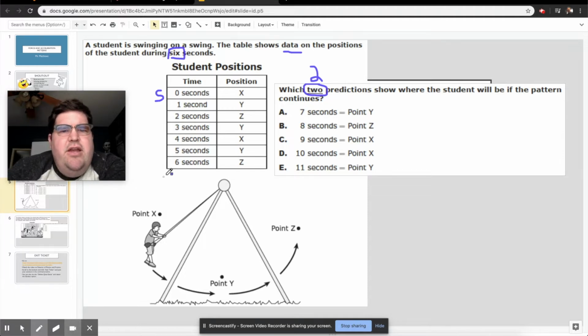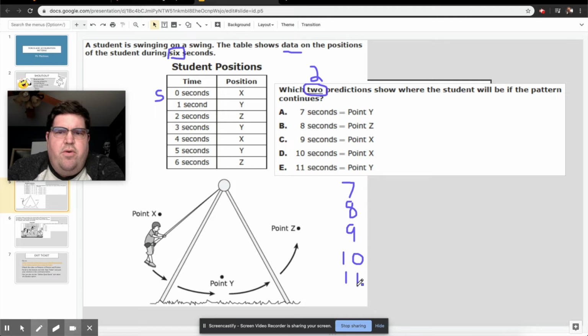Okay, so in other words, I'm being asked to continue this table. Let me just extend this table over here. I know I'm going to start at 7 seconds, and then 8 seconds, 9 seconds, 10 seconds, and 11 seconds. Okay? Now let me see.